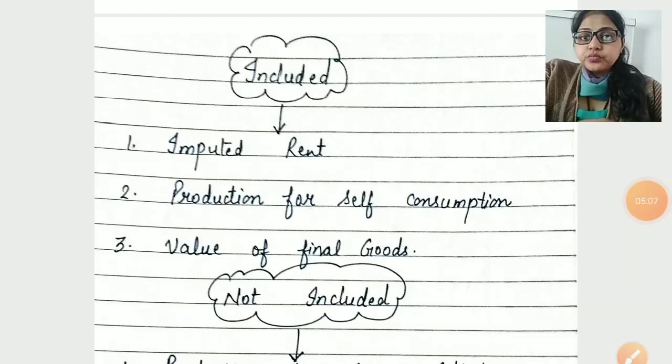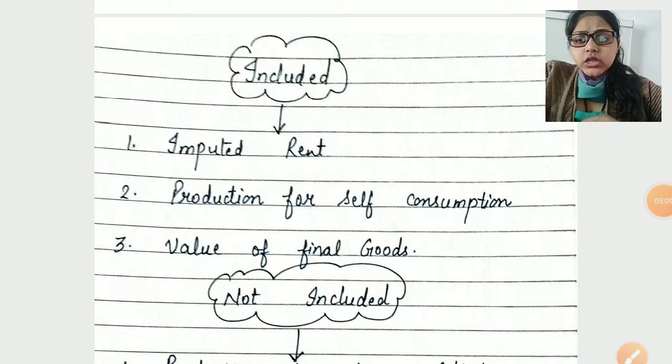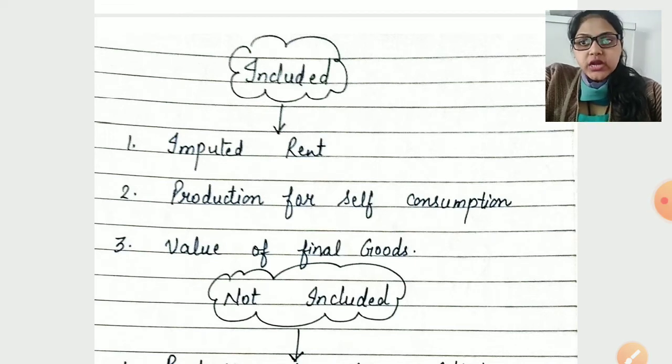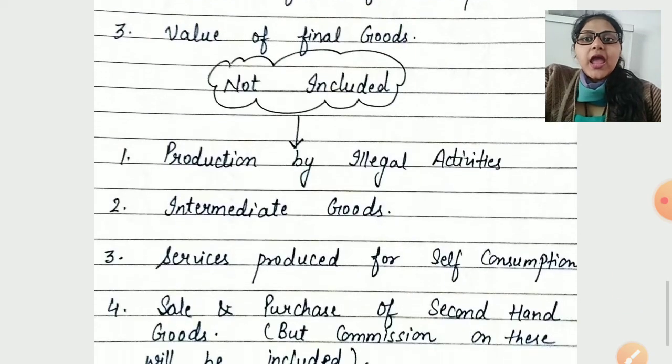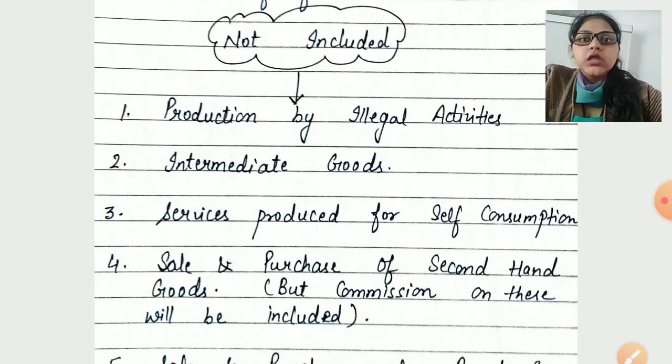Now, what are to be included in national income and what are not to be included? Firstly, what are to be included? That is imputed rent, which means the rent on your own property. Second one is production for self-consumption, and third one is final goods. Only final goods will be included and intermediate goods will not be included.